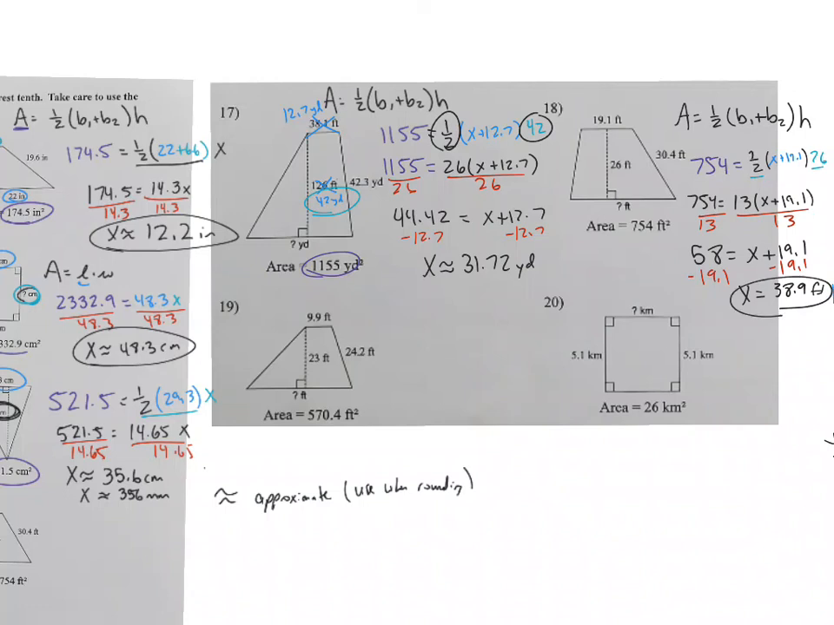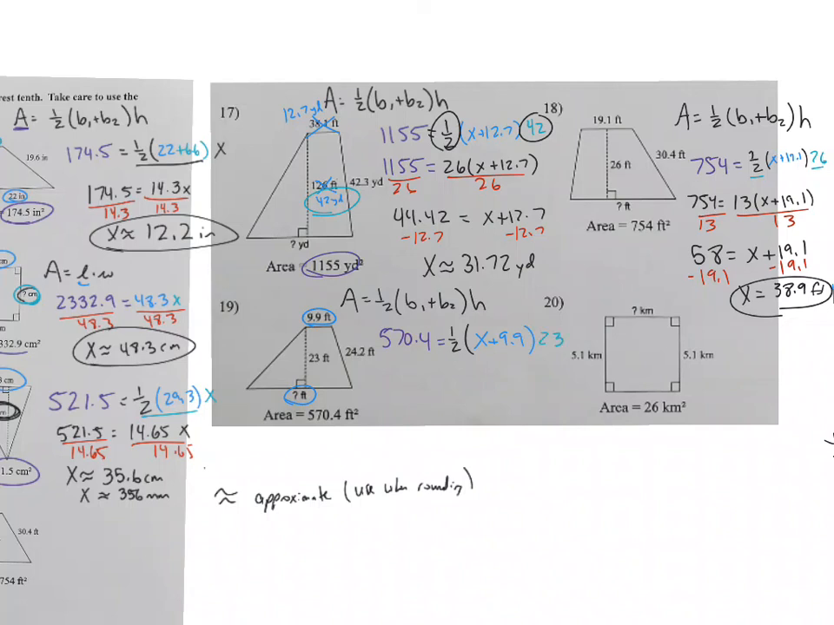So 19 is another trapezoid, so same exact thing. I have area equals 1/2 base 1 plus base 2 times the height. So when everything's exactly the same, I know my area is 570.4 equals 1/2. That's from the formula. I don't know the first base. It's a question mark, so I just call it x. I know the next base is 9.9, so I put 9.9 there. And I know the height is going to be 23.